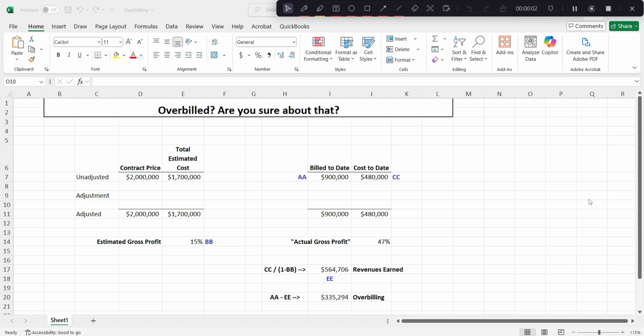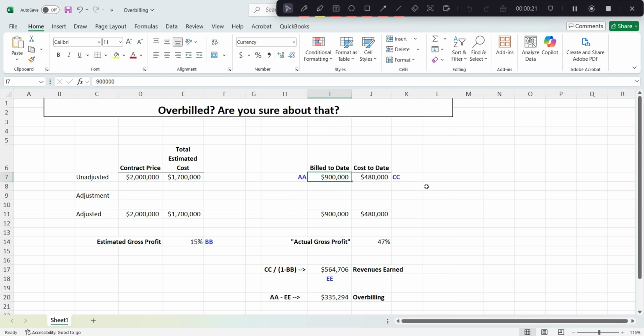Before you book that overbilling and move on, look over it to see if it makes sense. We're going to go over a specific example here, so stay tuned. According to our example here, we have estimated gross profit of 15%. This is all calculated based on the contract price and estimated total cost.